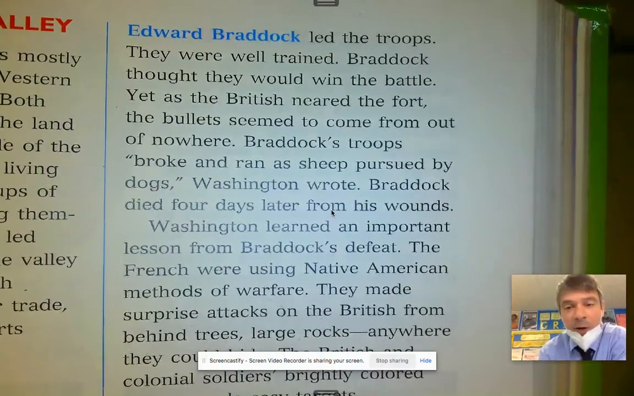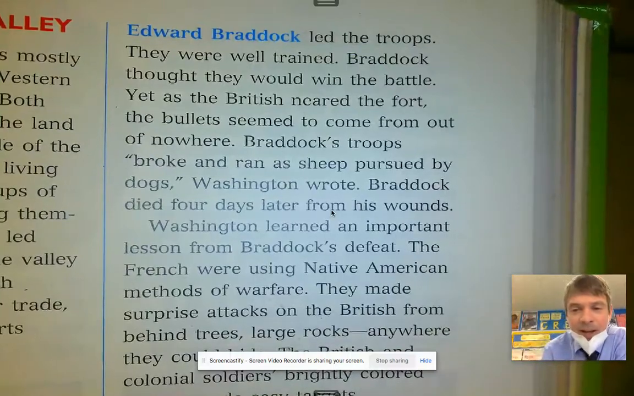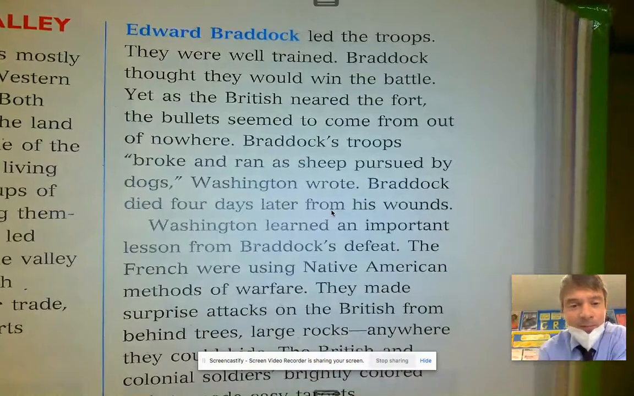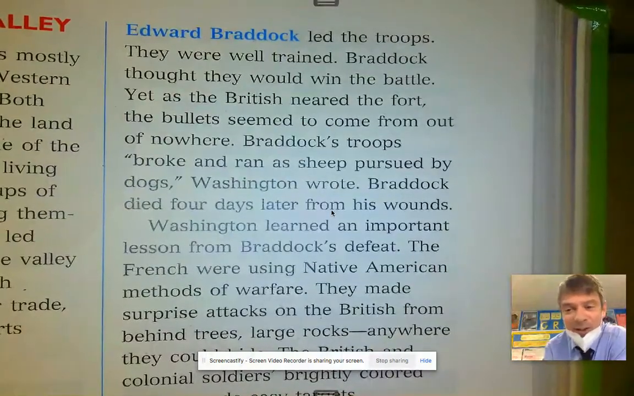So Braddock thought they were going to win easy, and they were getting attacked. They didn't know where the bullets were coming from, and Washington noted that they basically got whooped, and they were running away like they had no chance.